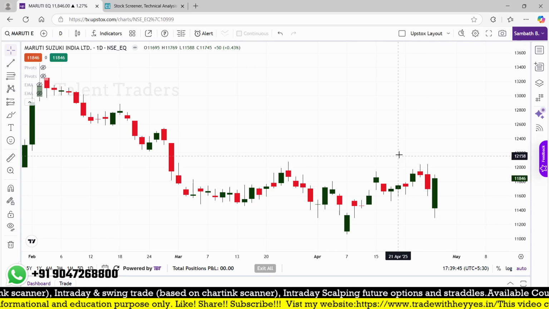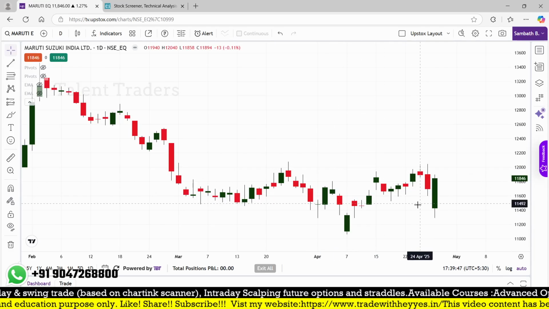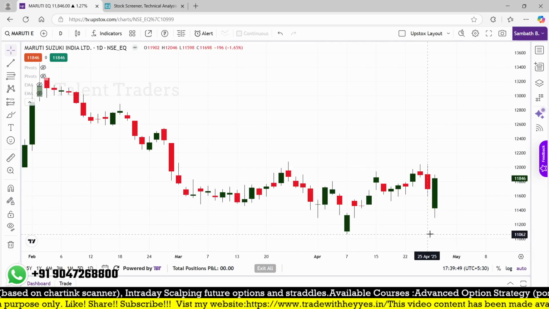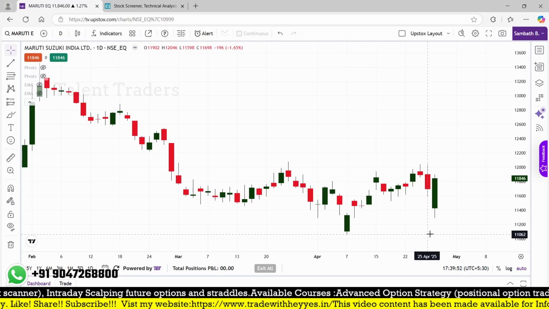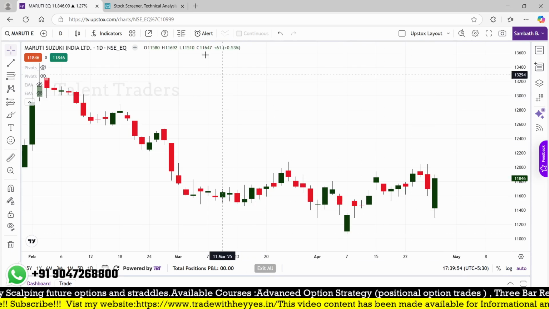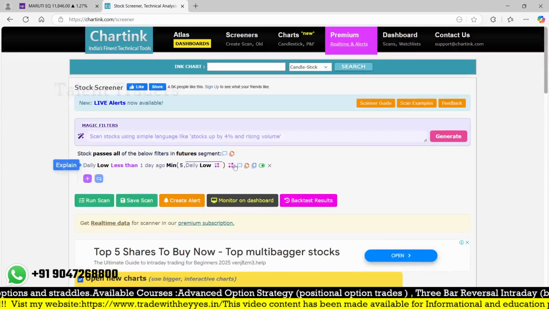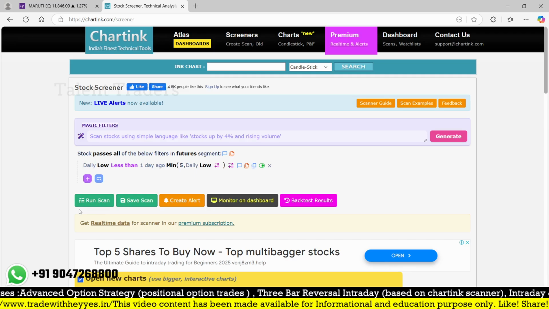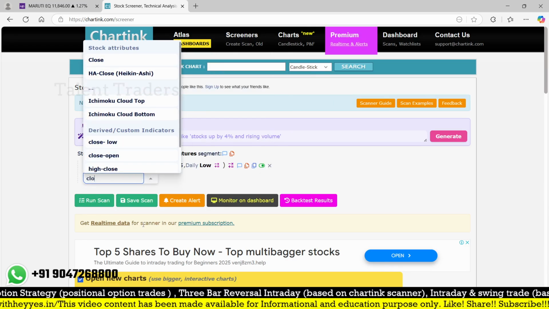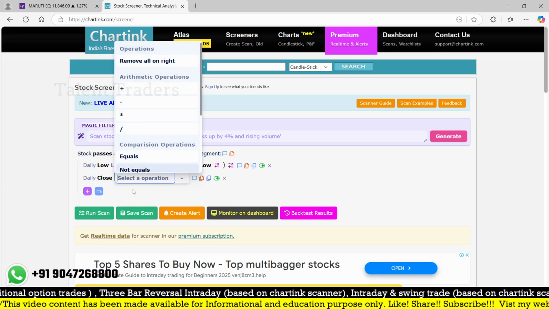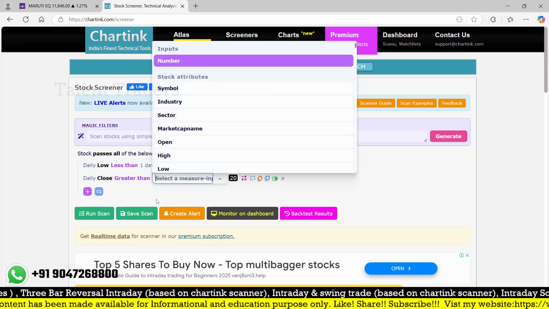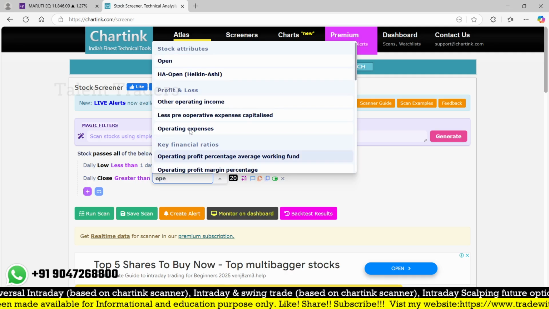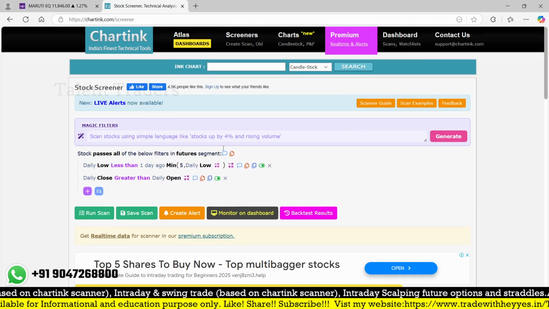And one more thing, this must happen at a lower level, but first of all, we complete the scanner and then we can utilize these things in our swing trades also. It is possible with this pattern. Okay, so this is what we have found. And one more condition we have to add: the closing of this particular day should be a green candle, greater than, so today should be a green candle.